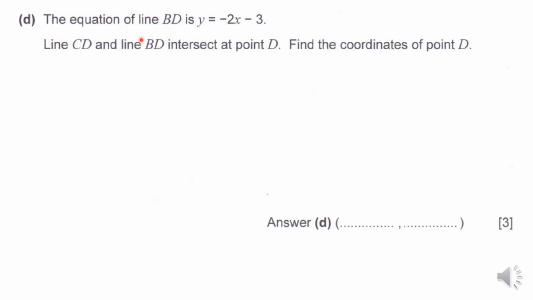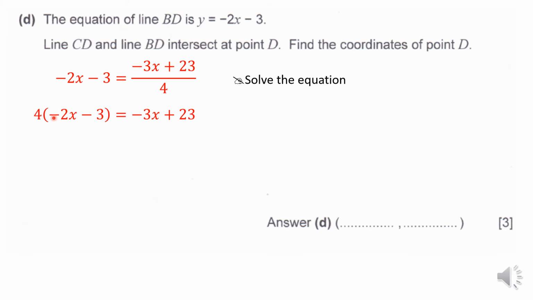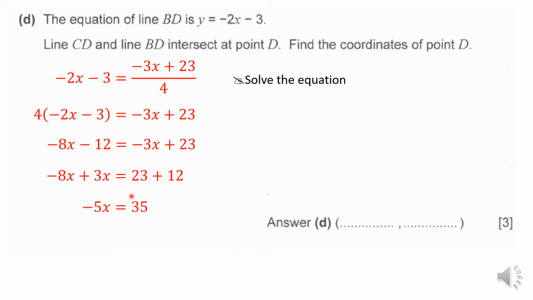Part D, they are asking for the equation of line BD, and they are giving us line BD. We now know from our previous answer the equation of line CD. We are told they intersect, therefore when they intersect, we're going to let them be equal, and we multiply throughout by 4 to solve the equation. And you get 9 minus 4 times, or 4 times minus 2x is minus 8x, and 4 times negative 3 is negative 12, you got it correctly. From here it becomes a linear equation, collect like terms, and then you start solving for x, and x will be negative 7.